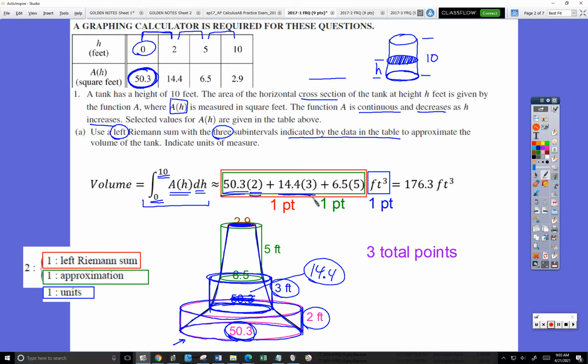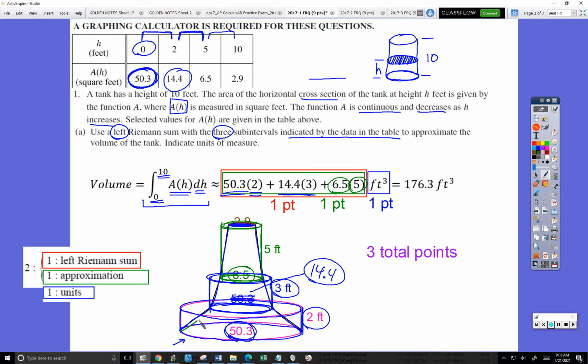Then we go to the next one. That's our next value here. So it's the 14.4 times the thickness, which is 3. Then we go to the last cylindrical portion, where we say the area is 6.5. The thickness or height is 5. We find that volume. Add those together, that gives us our approximation for the volume of the object.